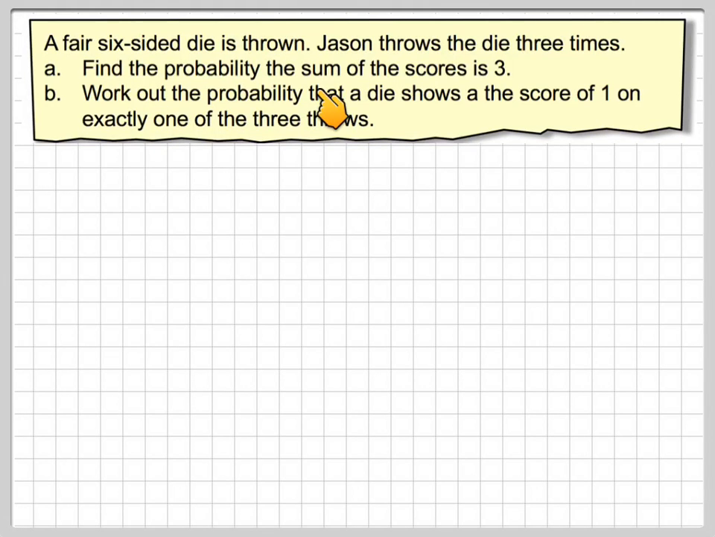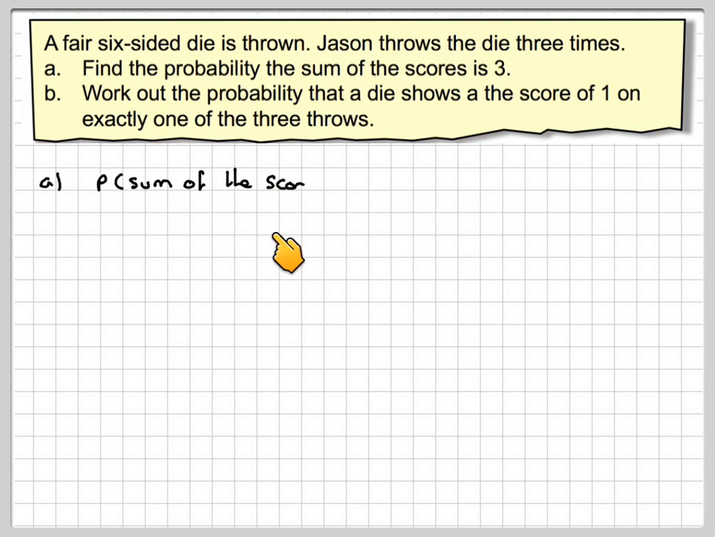A fair six-sided die is thrown. Jason throws the die 3 times. Find the probability that the sum of the 3 scores is 3. Work out the probability that a die shows a score of 1 on exactly one of the 3 throws.